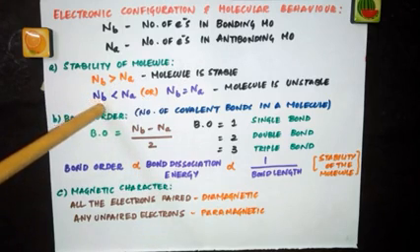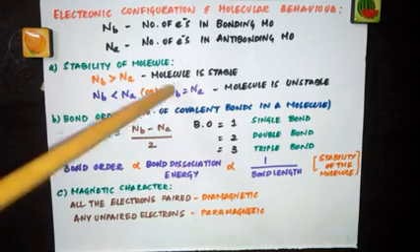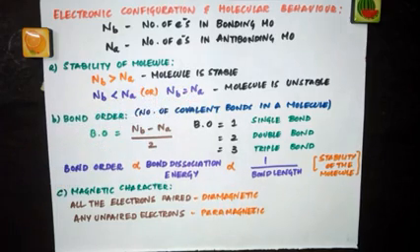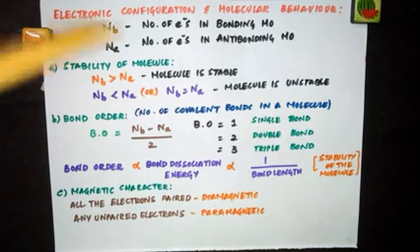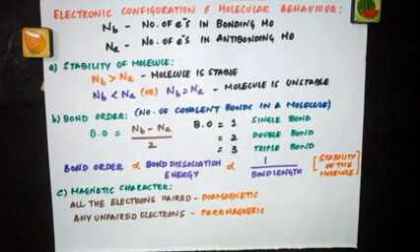When the number of bonding electrons is less than the number of anti-bonding electrons, or if bonding electrons are equal in number to anti-bonding electrons, then the molecule is unstable. So when bonding electrons are more, the molecule is stable. When the anti-bonding electrons are more, then the molecule is unstable, or even if both are equal, then also the molecule is unstable.